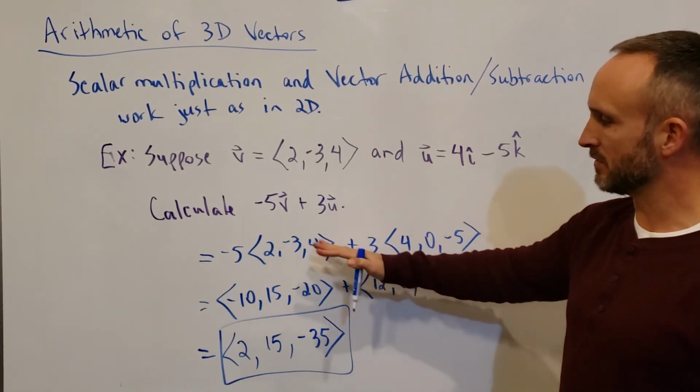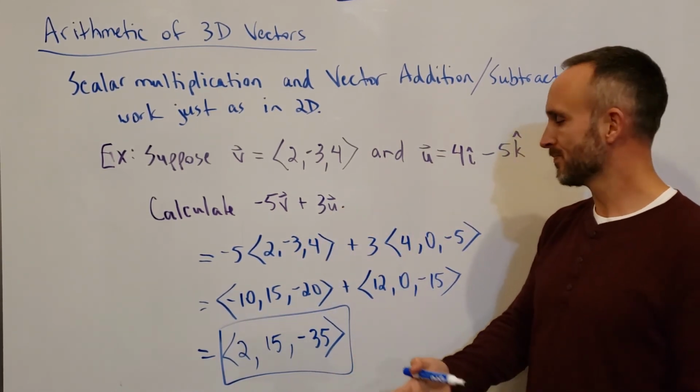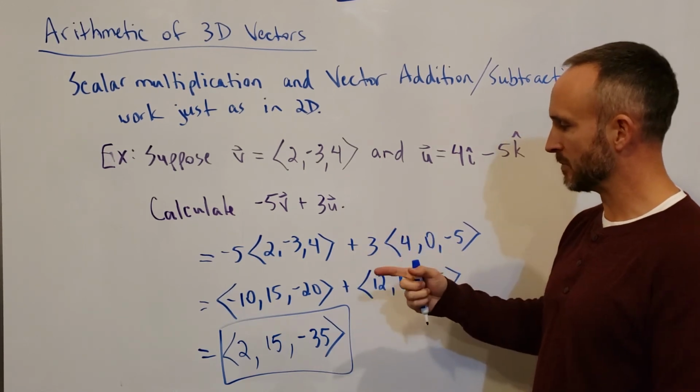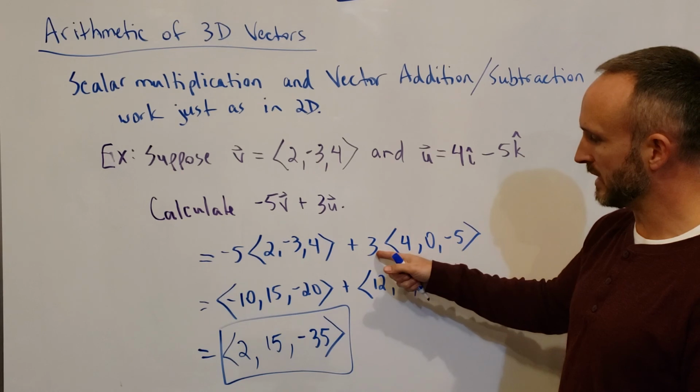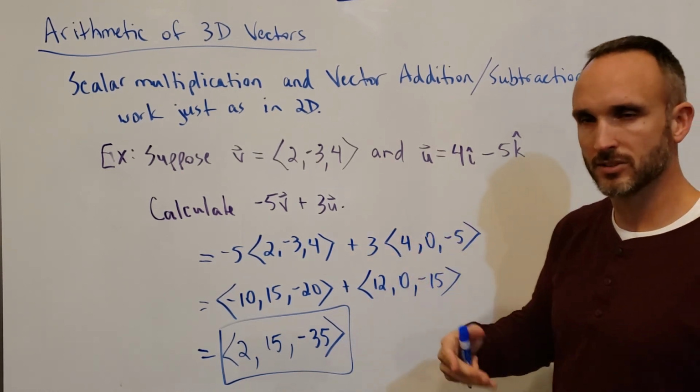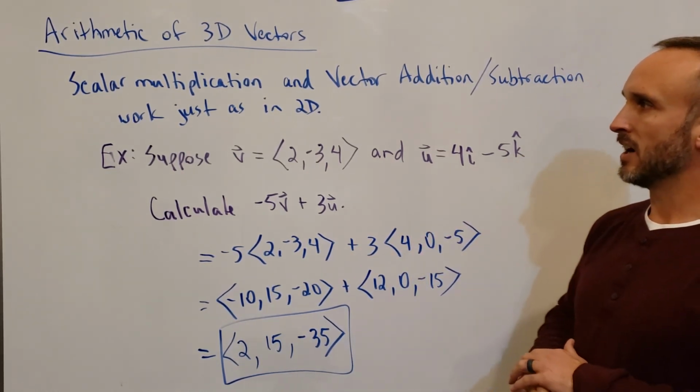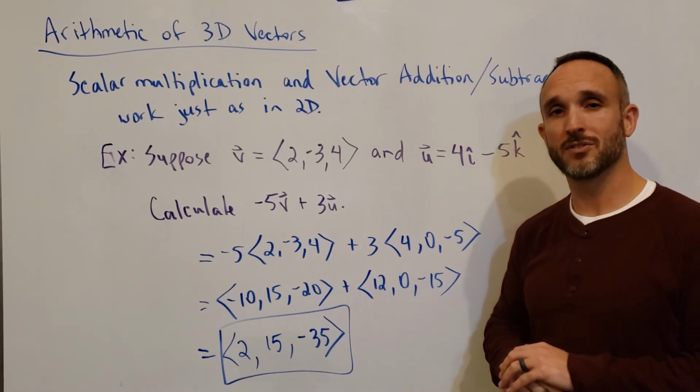So that's a mix of scalar multiplication with vector addition. If we had vector subtraction, you'd do the same thing. Multiply this vector by the scalar 3, but then you would subtract the vectors. Okay, so no big deal there. That's a quick brush up on arithmetic of 3D vectors.